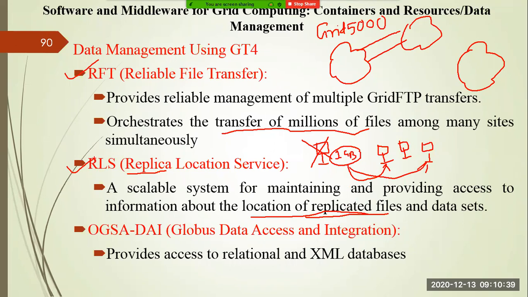Fourth type of tool is called OGSA-DAI, that is Globus Data Access and Integration. This tool was developed in the UK, United Kingdom, eScience program, and it provides access to relational and XML databases. If you want to connect to a relational database or an Extensible Markup Language database, it provides the access so that you can store your data into these databases, right?